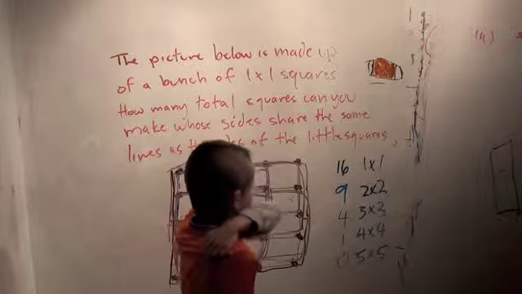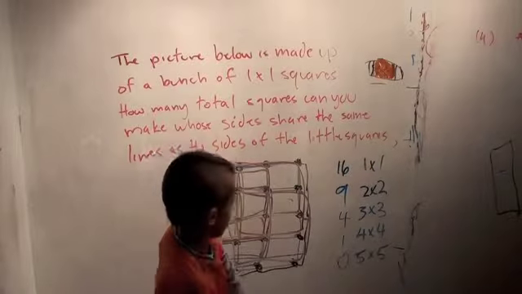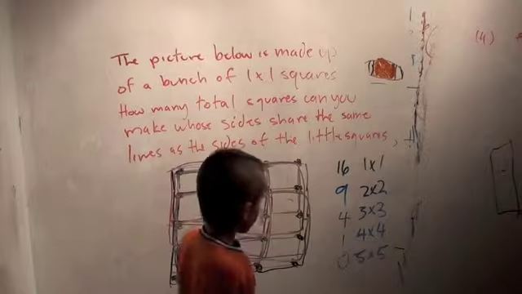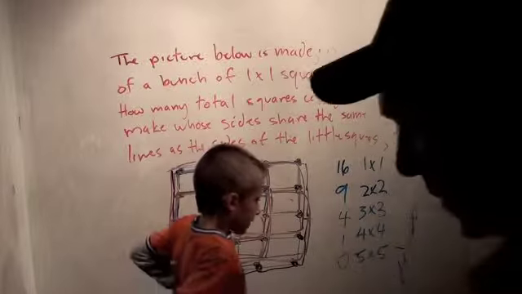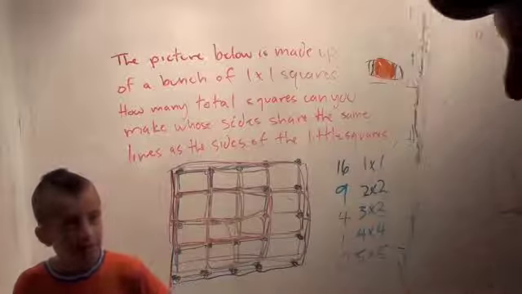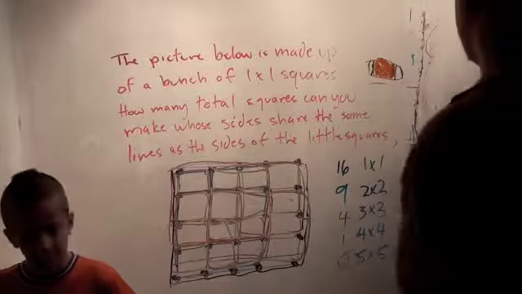So 16 plus 9 plus 4 plus 1 plus 0. 30 squares. Whoa. Now that is pretty cool.